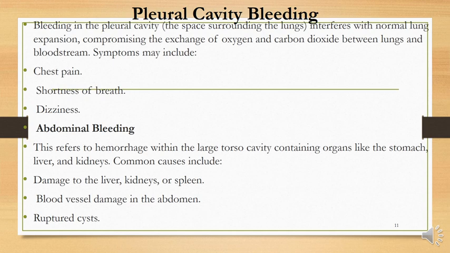We have abdominal bleeding. This refers to hemorrhage within the large abdominal cavity containing organs like the stomach, liver and kidneys. Common causes include damage to the liver, kidney or spleen, blood vessel damage in the abdomen, and ruptured cysts.